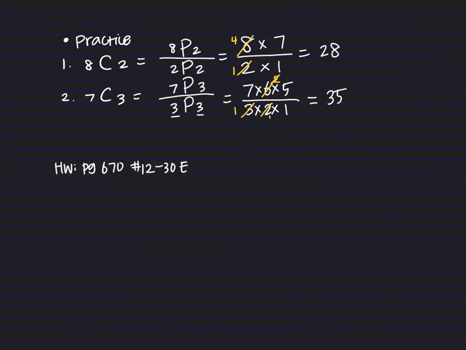Your homework for today is going to be from the textbook, page 670, 12 to 30 even. Some of these numbers are going to give you a huge answer, so I don't mind if you use a calculator to find the final answer, but I do want you to put the work like this and show me the simplification, and then if you have the big numbers still, you can go ahead and multiply to find out the answer.